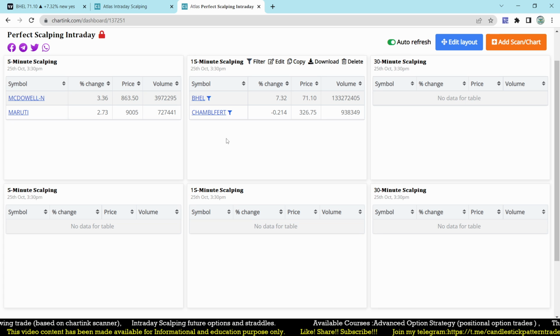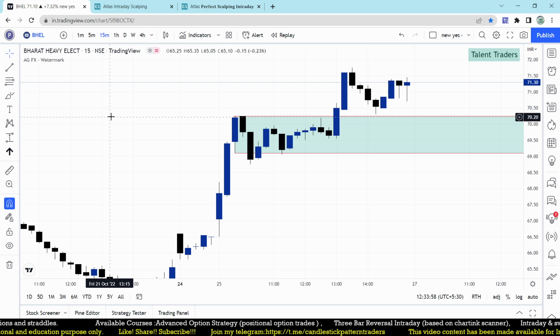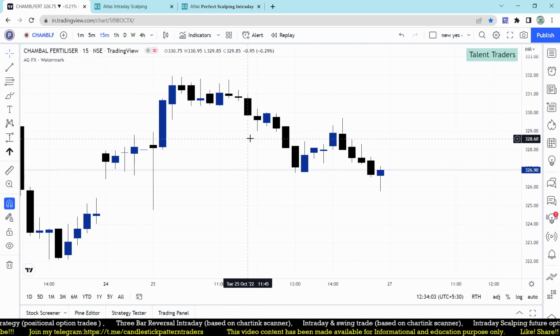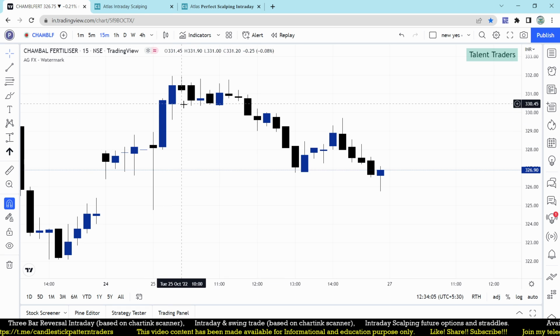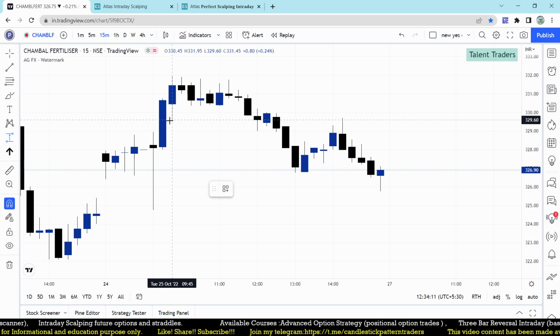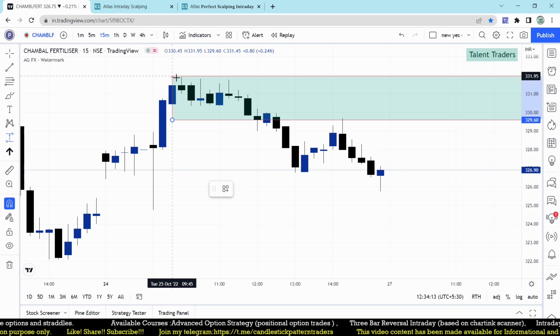And Chambal Fertilizer is another stock which is happening on a 15 minutes time frame. Let me go to Chambal Fertilizer, 15 minutes time frame. Yes, 1 2 3, it's okay. At this candle, that is the signal candle, where we are going to find out what was the risk involved in this trade.